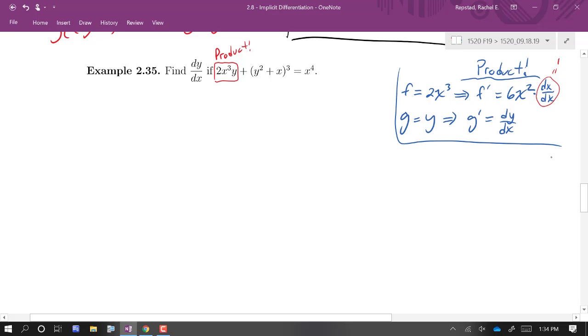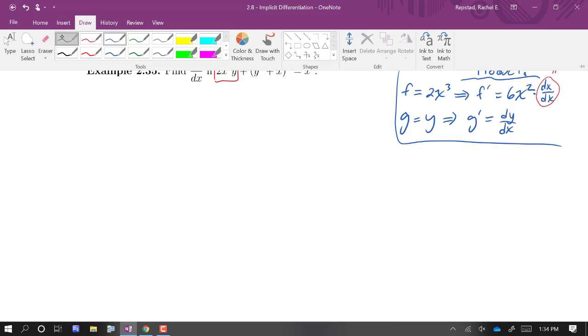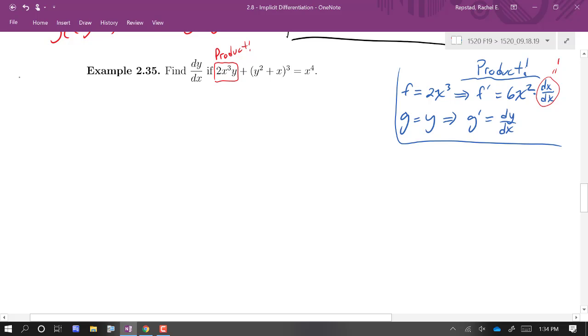All right, so maybe let's begin. Let's start putting this together. g times f prime. g times f prime is y times 6x squared. I'm going to leave off the dx dx. Plus f times g prime is 2x cubed times dy dx. So I think that's the whole product. Does that look right to everybody? Okay.